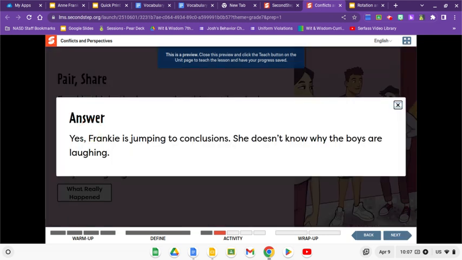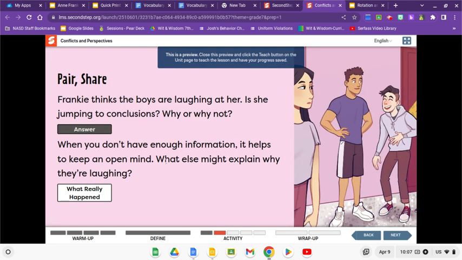Yes, she's jumping to conclusions. She doesn't know why the boys are laughing. When you don't have enough information, it helps to keep an open mind. What else might explain why they're all laughing? What really could have happened? Why would they be laughing? Take a moment.